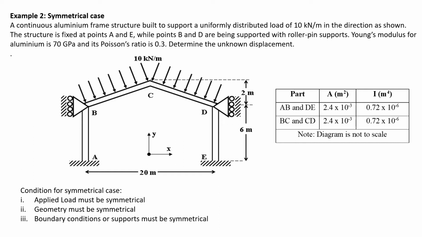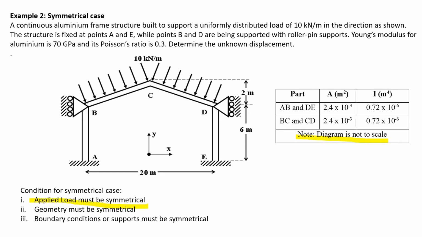So in this case, we just need to determine the unknown displacement. All the parameters, for example, cross-sectional area and area moment of inertia, are given in this table. So for a symmetric case, in order to determine whether the structure is symmetrical or not, we have to check the condition. Normally, there are three conditions that we must check. The first one, the applied load must be symmetrical.